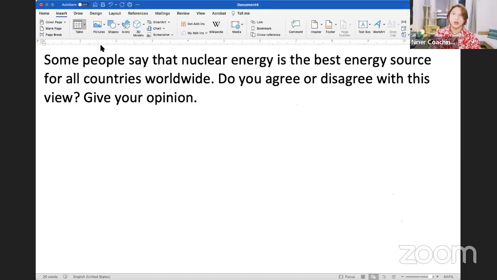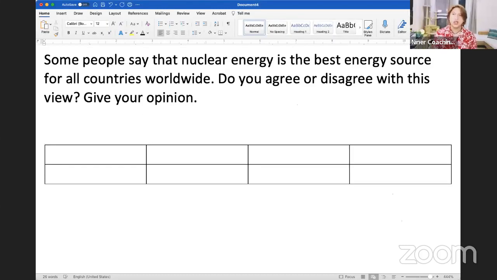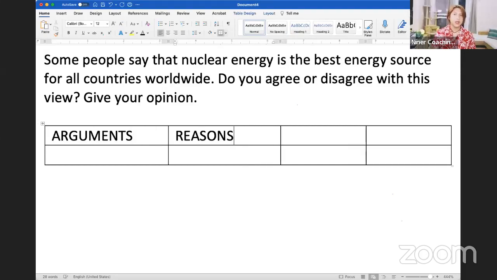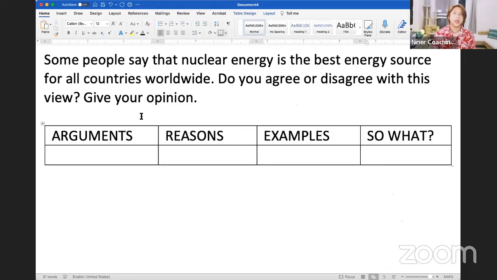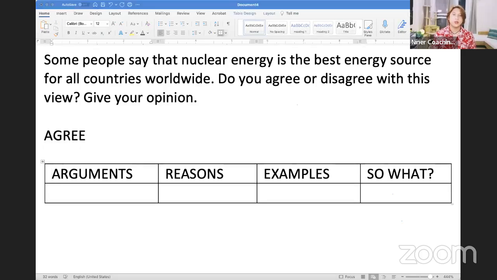So I'm gonna create a table here. And this is what I usually do in class, whether it's a paid lecture or not. This is what I teach. When you're writing arguments, you don't just write arguments, you also write the reasons behind your arguments, and you also write some examples, and you also answer the question, so what? This is how you're going to write in your examination to make it very effective for the examiners to digest what you're pointing out.